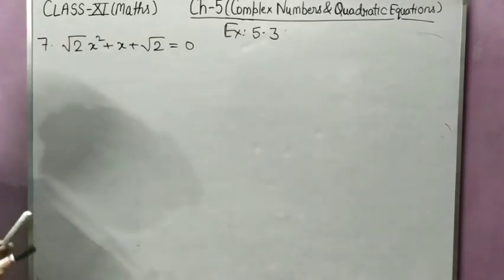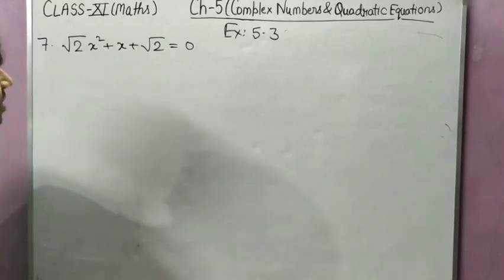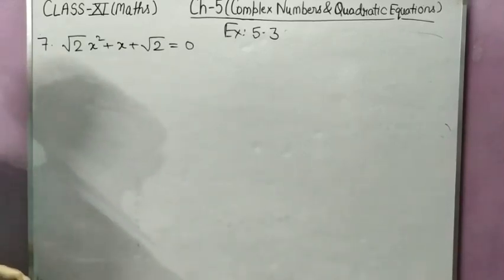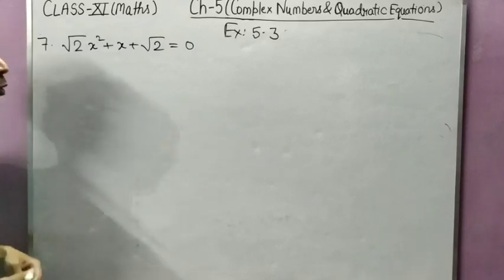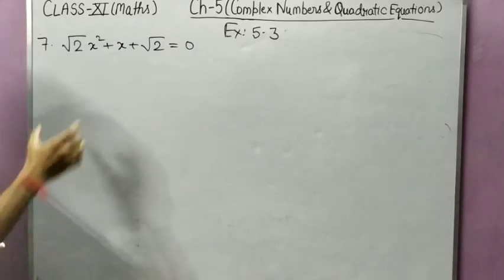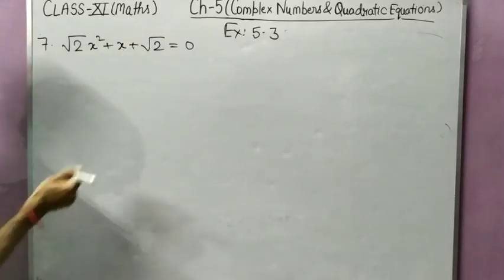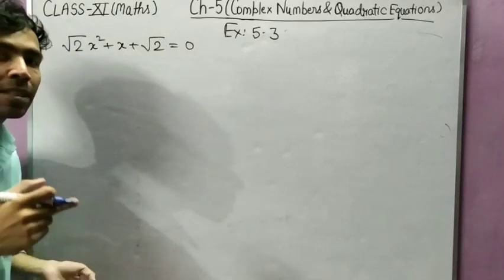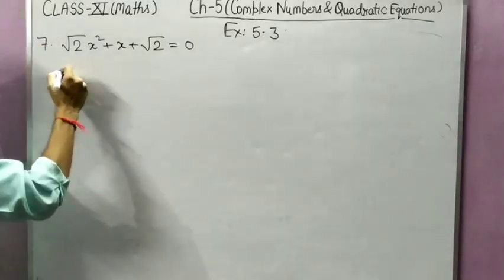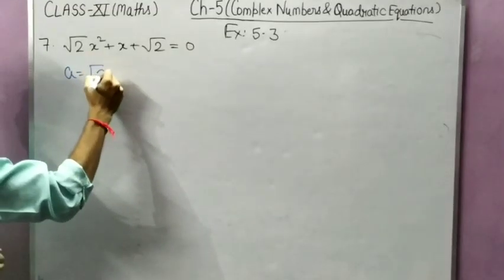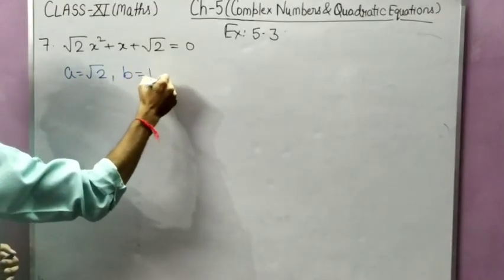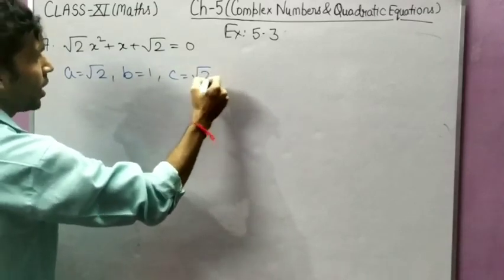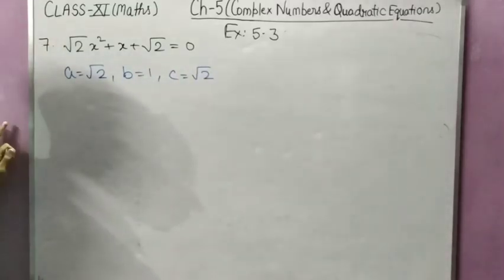Okay. Again same thing. Question number 7 is solve under root 2x square plus x plus root 2 equal to 0. So student, when we will compare this to the general form, means ax square plus bx plus c equal to 0, we will get a equal to root 2, b equal to 1 and c equal to under root 2. ठीक है. Now again calculate the value of d.